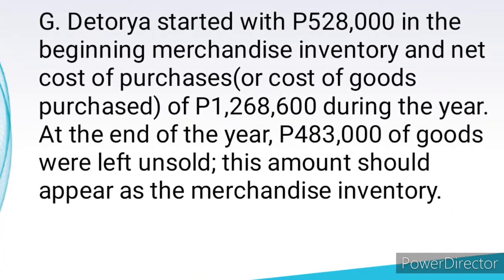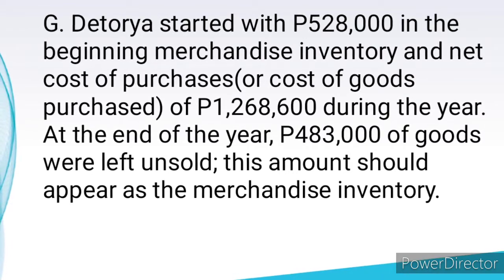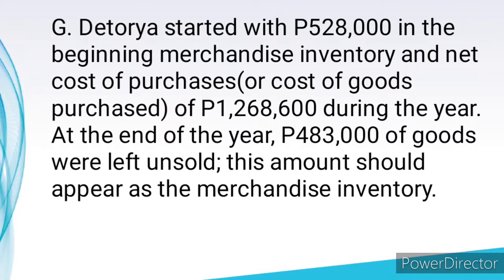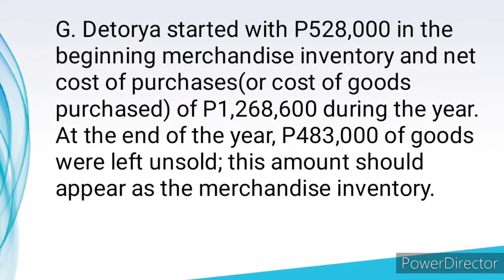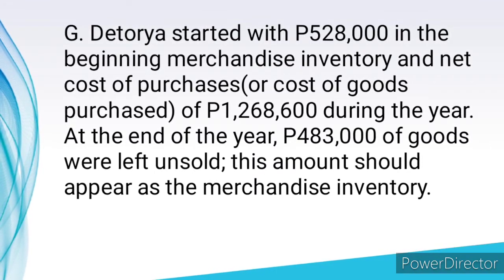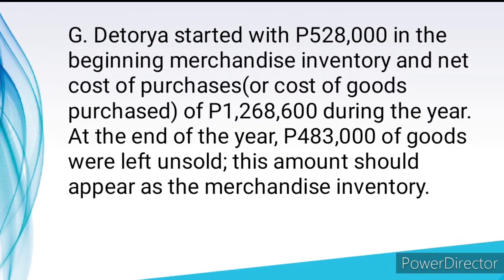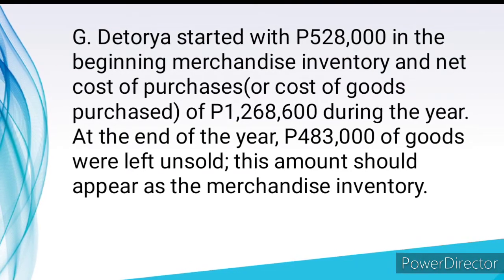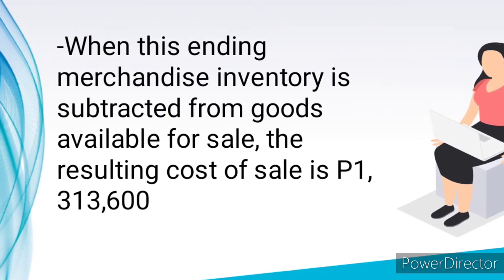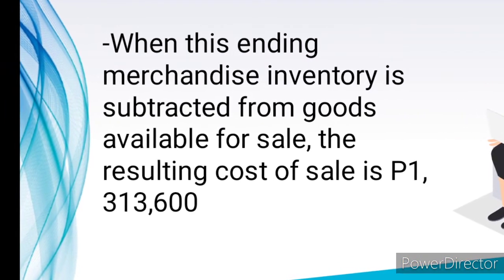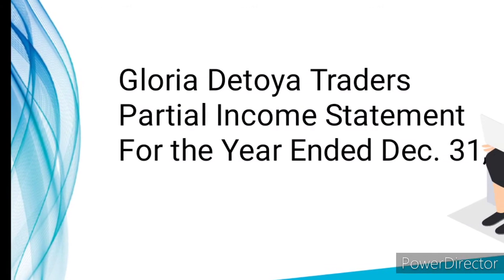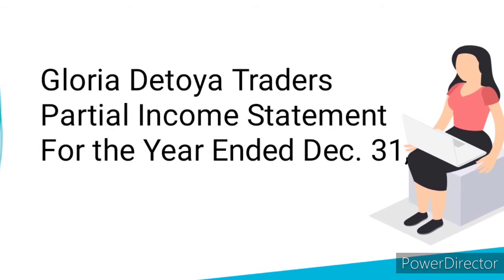Gloria de Toya started with 528,000 pesos in the beginning merchandise inventory, and net cost of purchases, or cost of goods purchased, of 1,268,600 during the year. At the end of the year, 483,000 of goods were left unsold. This amount should appear as the merchandise inventory. When this ending merchandise inventory is subtracted from goods available for sale, the resulting cost of sales is 1,313,600.